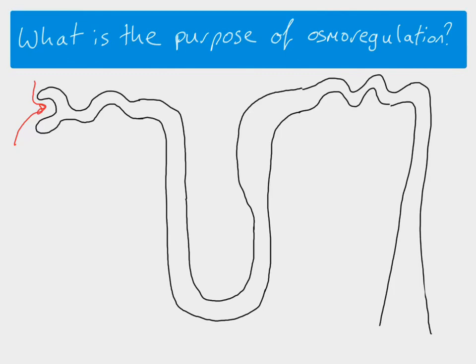happens in the kidney. So here is our nephron. We're starting off here with our Bowman's capsule, coming through the loop of Henle, and then at the end here we have our collecting duct. So if the body is trying to control the water potential of bodily fluids, the way that it does that is by controlling how much water is reabsorbed from the collecting duct back into the body.